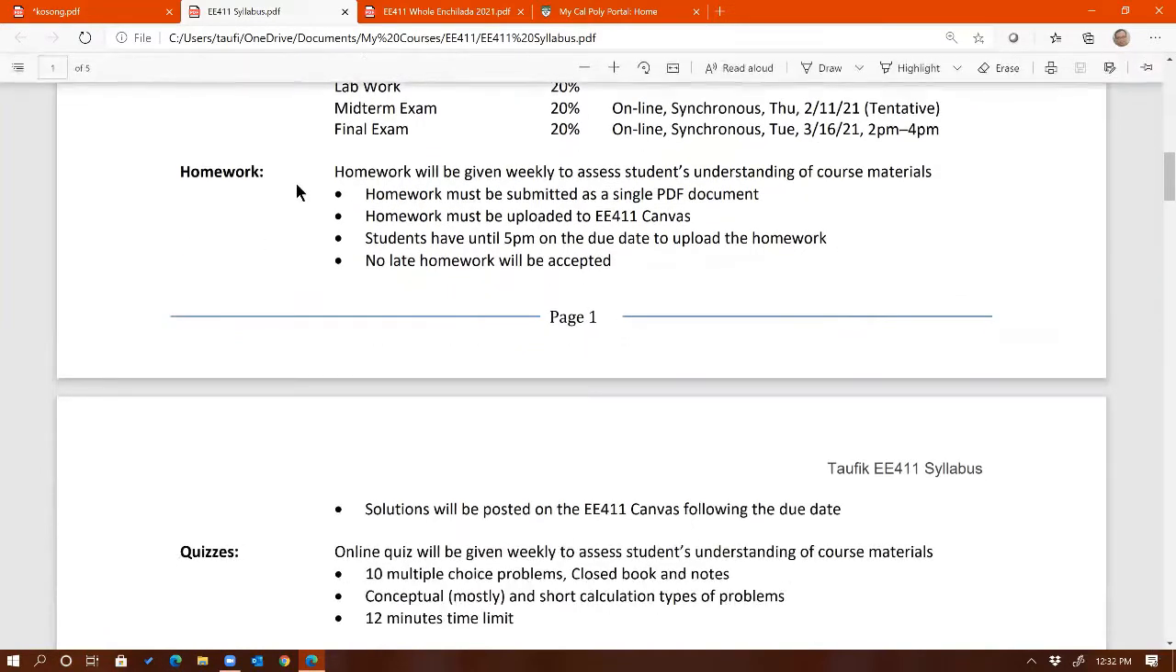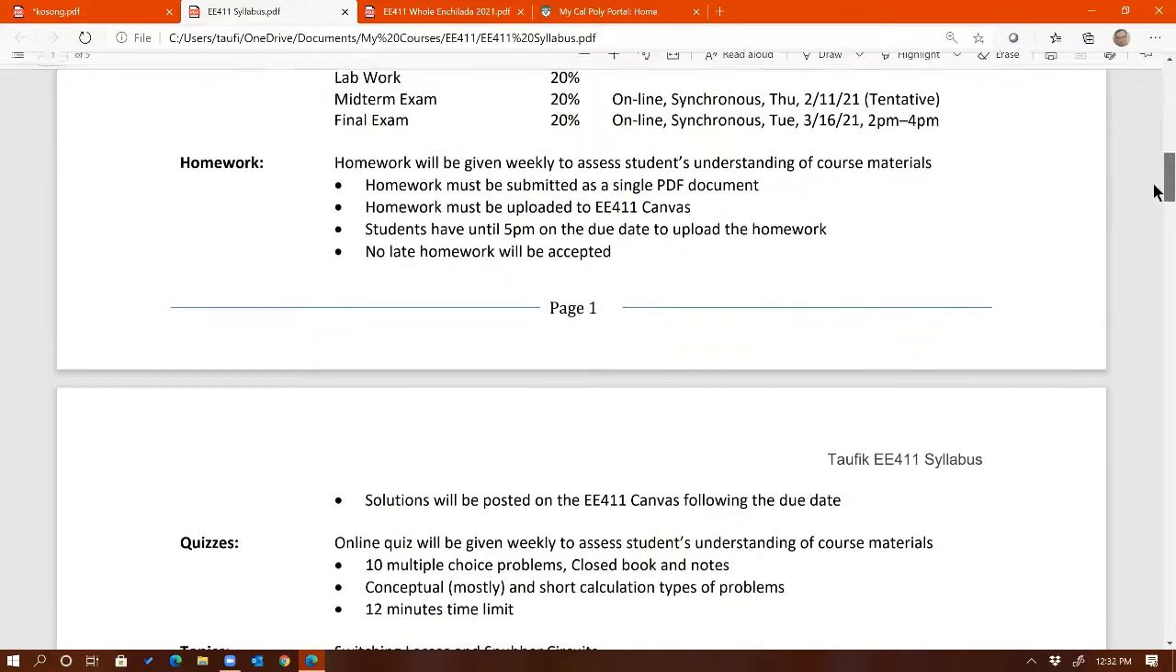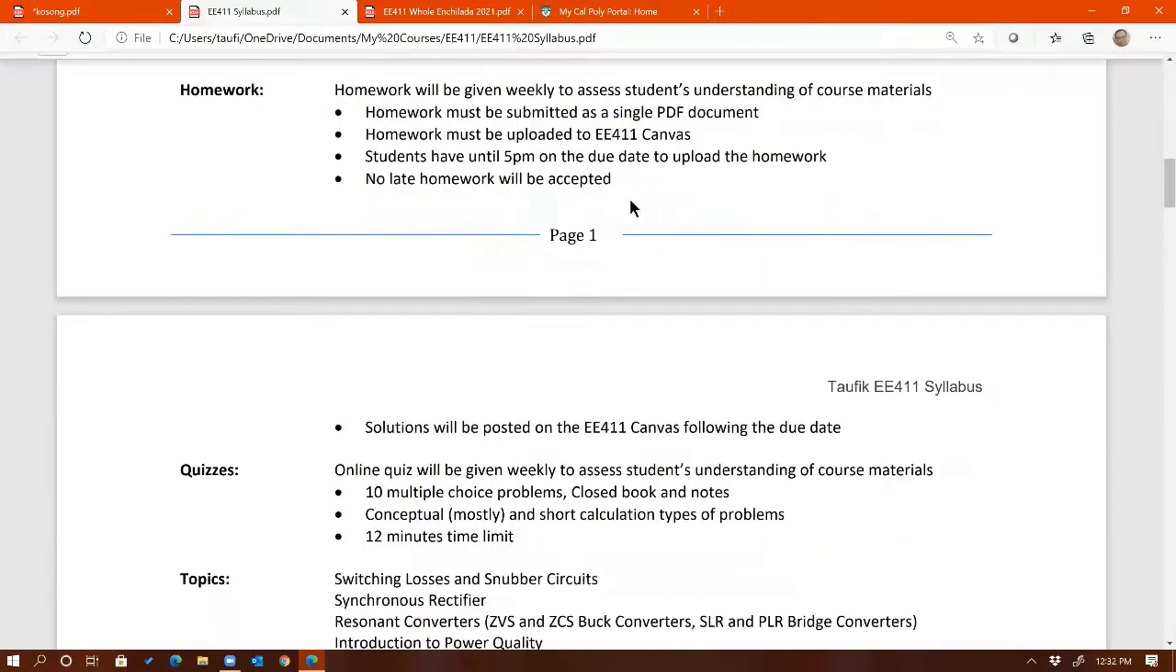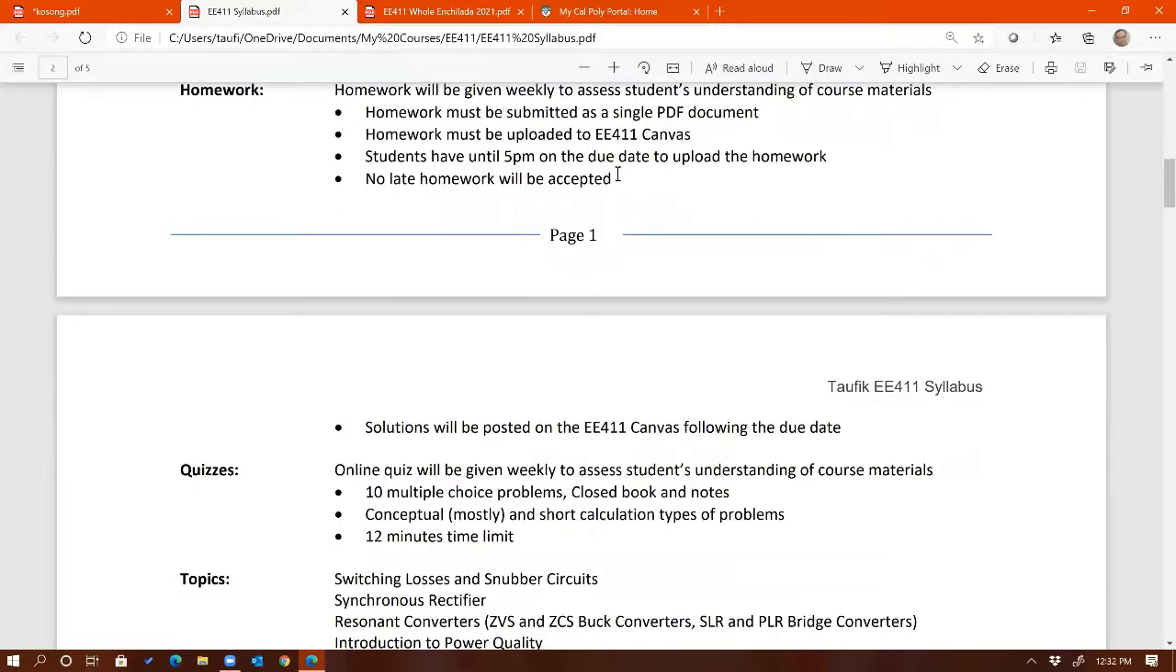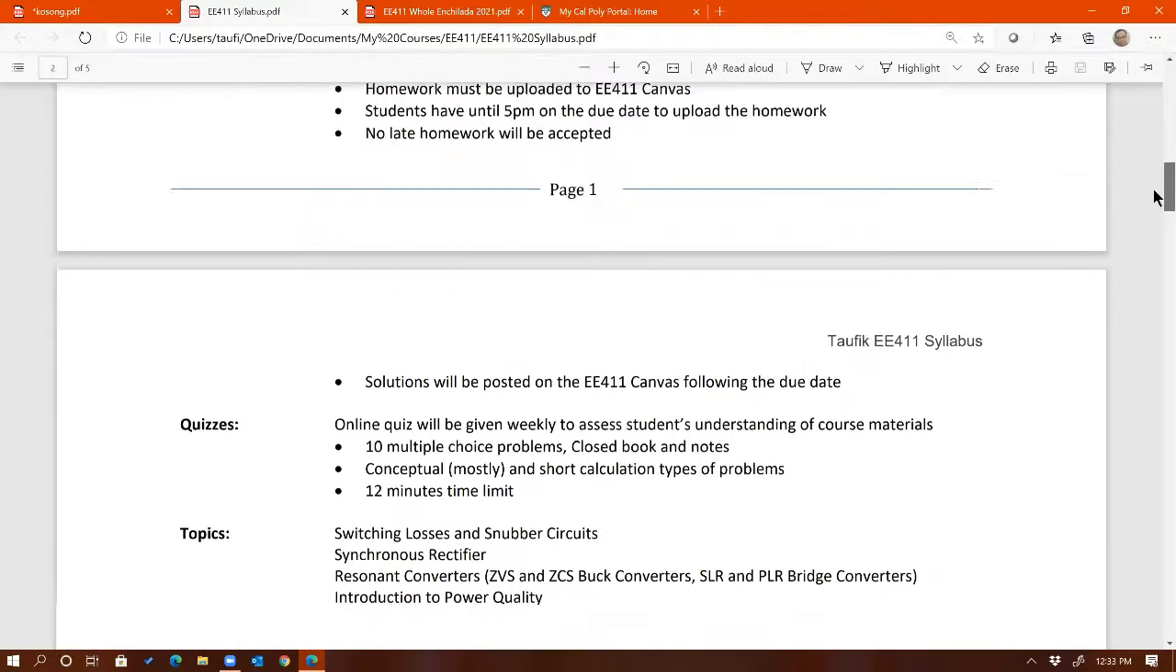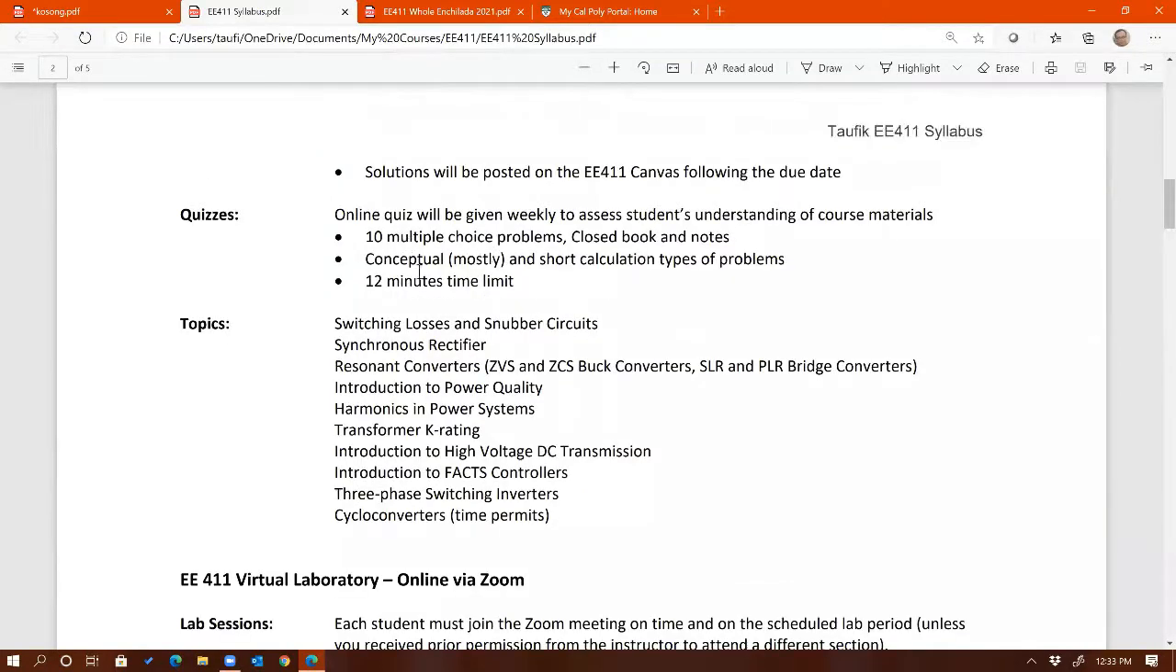Right. If not, homework, same thing as what we did in EE410. You have to upload your homework into a single PDF document and upload it on Canvas. You have until 5 p.m. on the due date, most likely Friday, just like in EE410. Homework's due Fridays by 5 p.m. I'll most likely do the same thing for 411. No late homework will be accepted. Solution will be posted on the 411 Canvas following the due date.